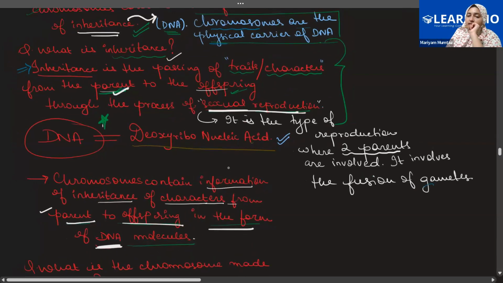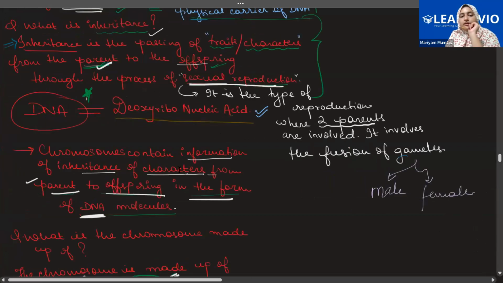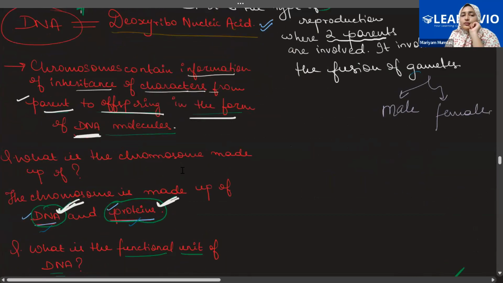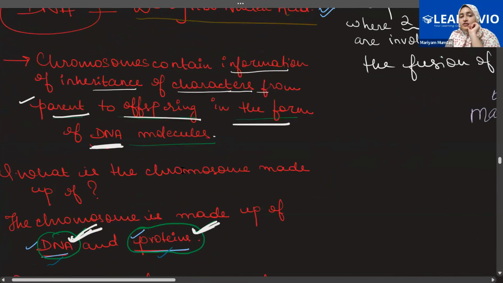One gamete is the male gamete and the other gamete is the female gamete. Okay. Now, the chromosomes contain the information of inheritance of characters in the form of DNA molecules. So they have all the information.